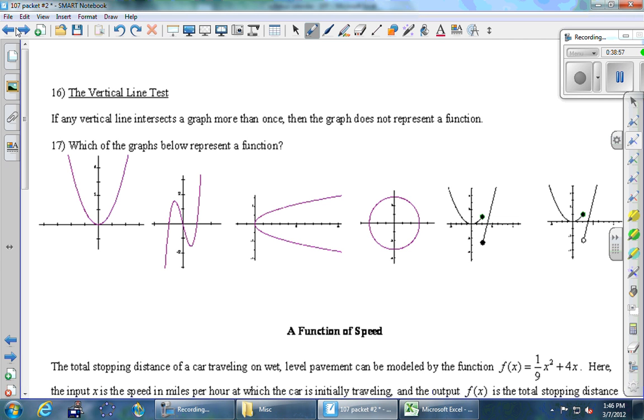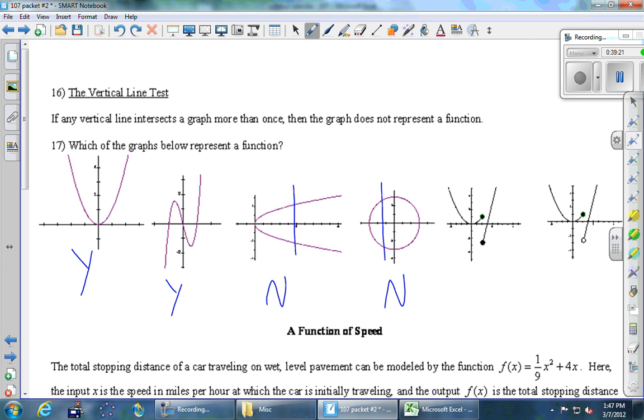Okay, can you guys write yes or no? Is it a function for each of these? And check with your neighbors. Okay, what do we say about the first one? Is it a function? Yes. Second one? Yes. Third one? No, because we can draw a vertical line that hits the graph more than once. Fourth one? No, we can draw a vertical line that hits the graph more than once.